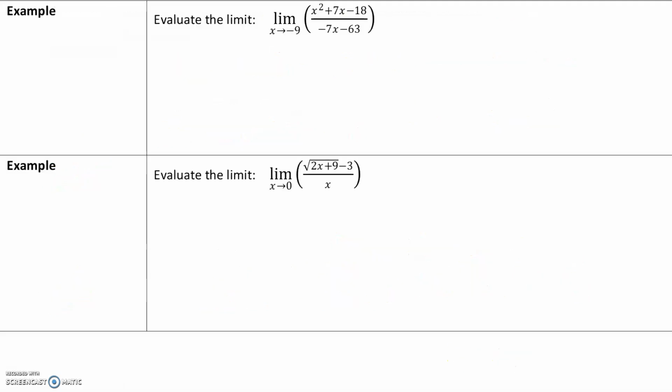Now the next example, this one we will do in class. You're welcome to work on it by yourself, but we'll go over this one in class. Now here's where it gets a little more complicated, when you have something like this, when you have a square root involved.